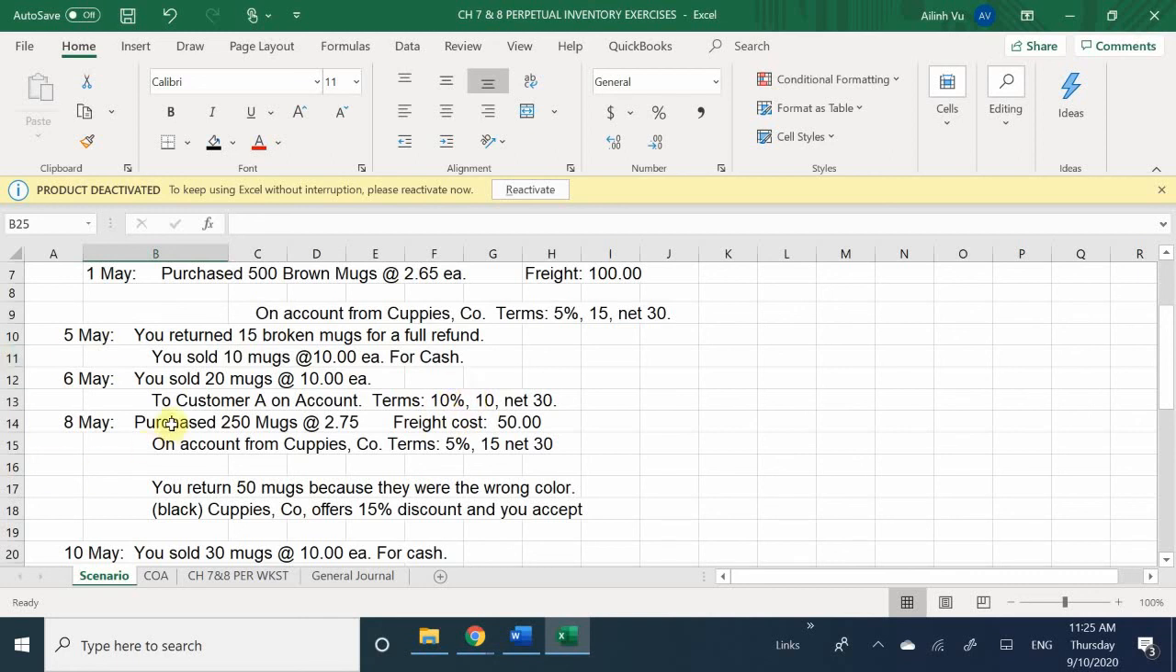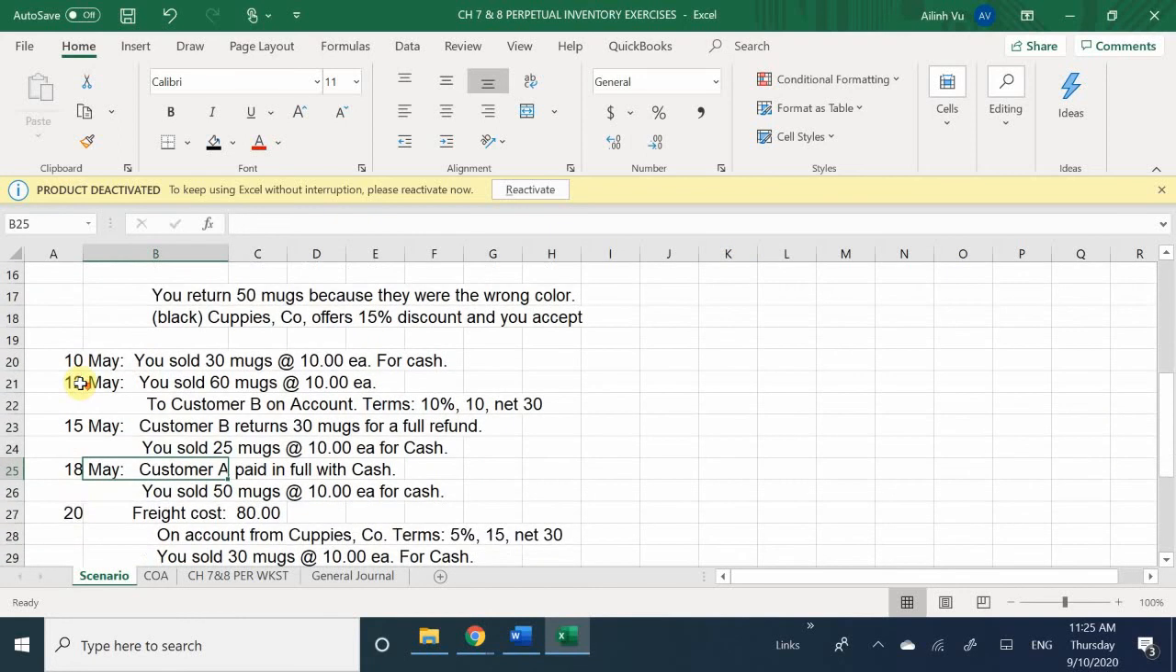Okay, so if they meet the discount within the first 10 days. So if they purchase on May 6th and on May 18, do they get a discount? No, they missed it by a couple days. So here we're just going to recognize the payment in full with cash.